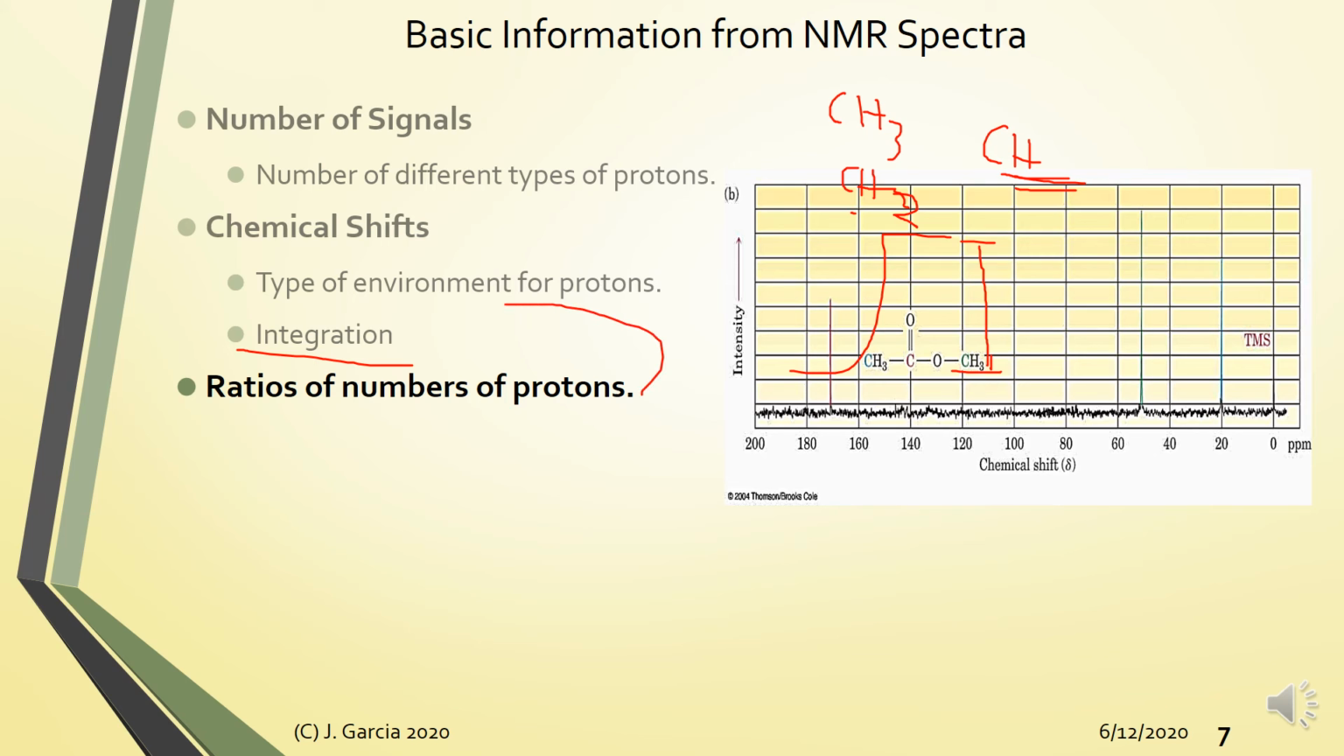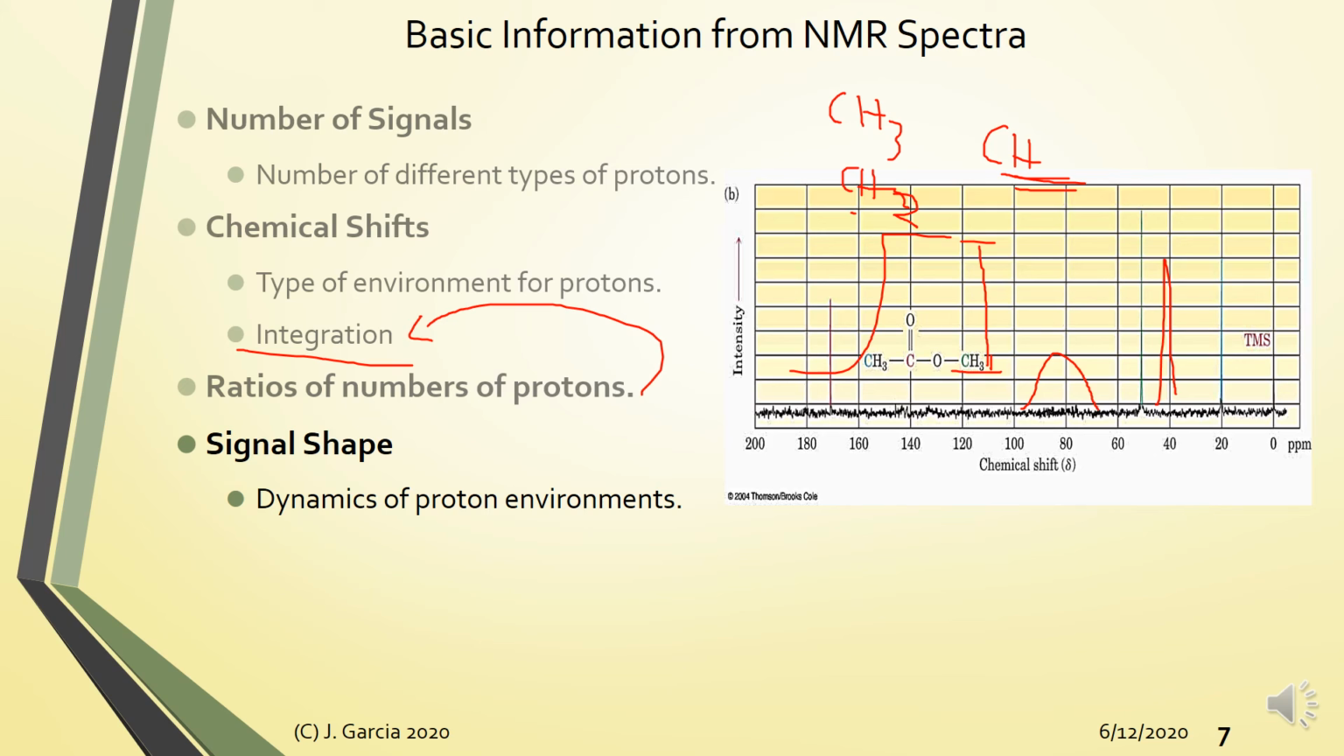Again, this is something that you can get from the integration. Okay, the signal shape. Well, usually we are used to these sharp peaks in NMRs, proton NMR, carbon-13 NMR. But in proton NMR, there are times that you can observe something that is broad, alright, broad shaped peaks. And usually this is associated with the dynamics of the proton environment.